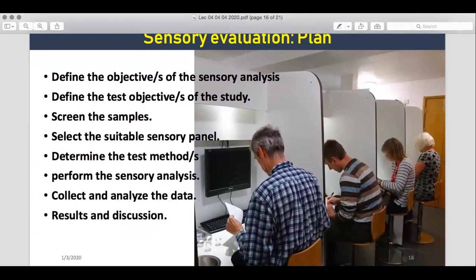Planning sensory evaluation is very important. First of all, you have to define your objective of sensory analysis. Then the test objectives should be defined. It means what is the purpose of conducting this sensory evaluation? Right? You have developed a product, as we discussed, a new yogurt. So the objective of this sensory analysis is to what? To measure its shelf life, might be. On the other hand, to measure the best sample, and to select the appropriate competitive sample, and then define the test objective.